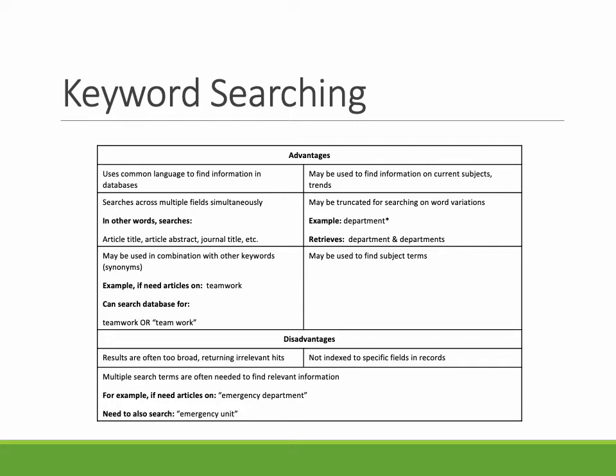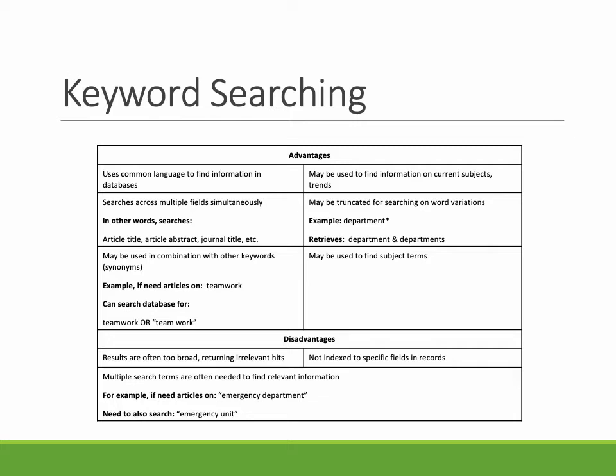You can search across multiple fields at the same time. So in other words, it'll search the title of the article, the abstract, the title of the journal, the author's name, all those places at the same time. You can use it to find current subjects. So if there's a trending topic, you can use it to find that information if you just put it in your own words. You can do something called truncation to search for word variation. So for example, if I put in the word department with an asterisk on the end, it'll pull in both the singular and plural forms of department.